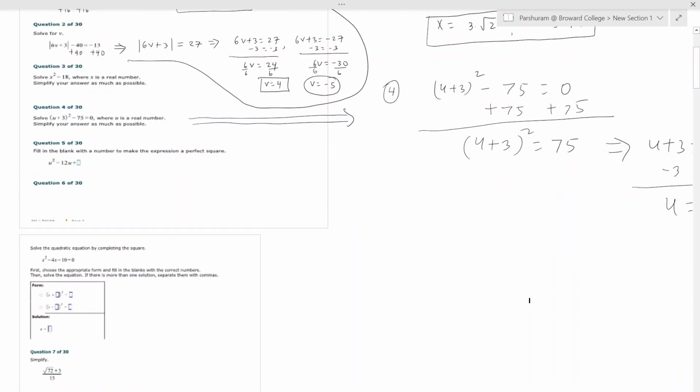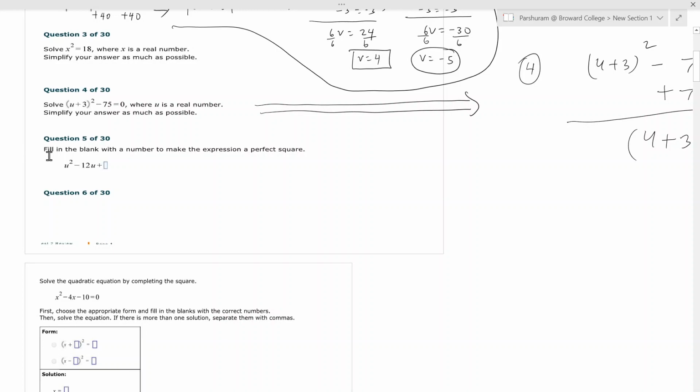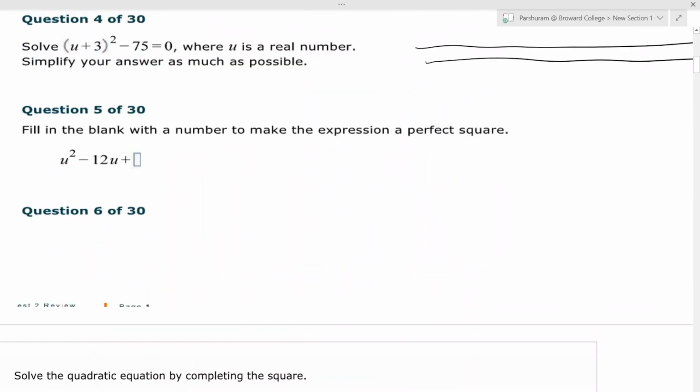So now let's go to the next problem, problem 5. u squared minus 12u plus something. Fill in the blank with a number to make the expression a perfect square. For a problem like this, to make the perfect square, always keep in mind, to find this last number, you just have to divide the coefficient of u by 2, and the square of that would be your answer. So here the coefficient of u is 12, divided by 2 gives you 6.